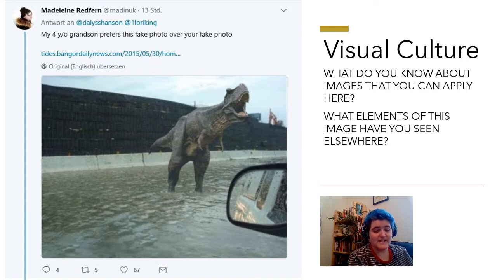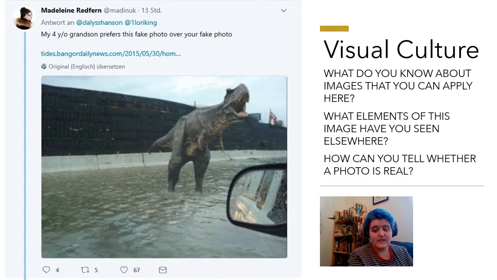But you also know that this image is making fun of the shark image. And in fact, this was posted as "my 4-year-old grandson prefers this fake photo over your fake photo." And this, in fact, calls into question how you know whether a photo is real or not. We look at this one and we immediately know that this photo is not real because you know that T-Rexes cannot be in the streets of Houston like this, right?